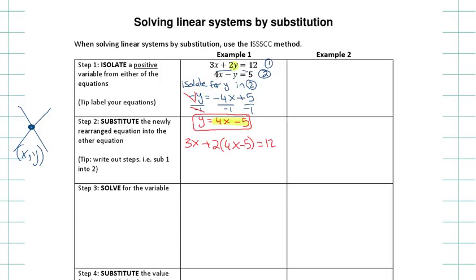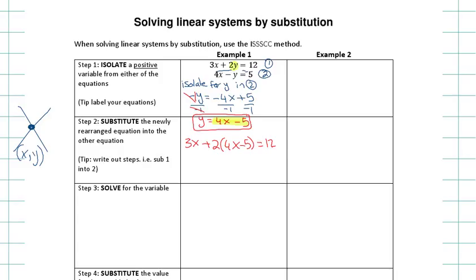So this way, if you look right here, I don't have y anymore. I only have x's and numbers, right? So I can solve. Again, that y right here, I replace with the actual value of y, which is 4x minus 5.